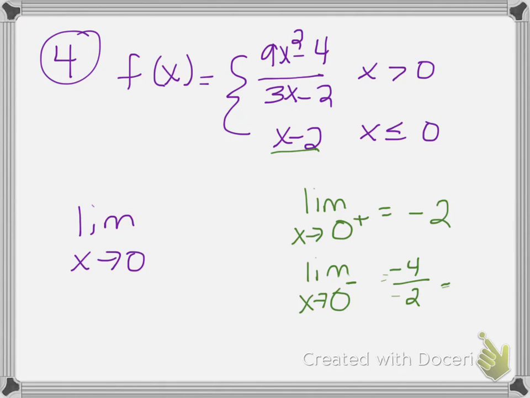Alright, plugging 0 into the first one, I was doing that correctly. I do get negative 4 over negative 2, which is positive 2. And so one side of the function is approaching negative 2, the other side is approaching positive 2. That means that the limit of f of x as you approach 0 does not exist. I could have factored this and then worked it out, but because it was okay to just plug in 0 and I didn't get anything strange on the bottom, that was okay for me just to plug it in.